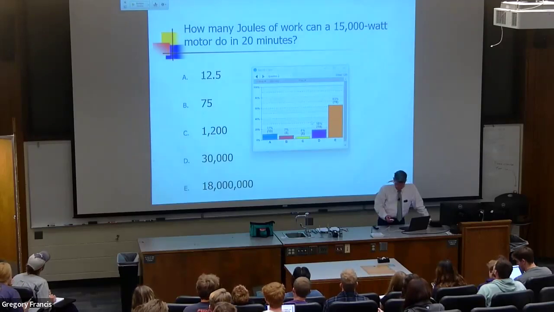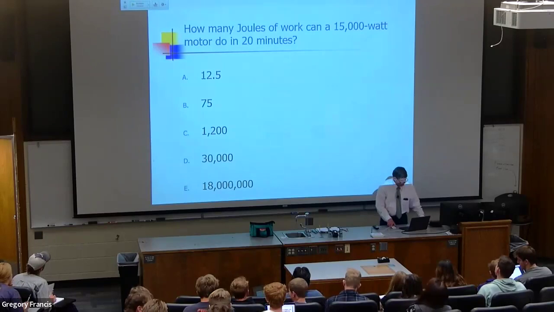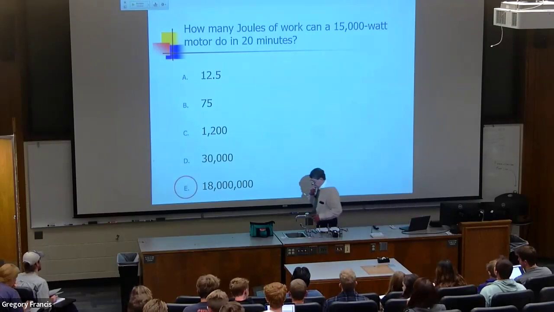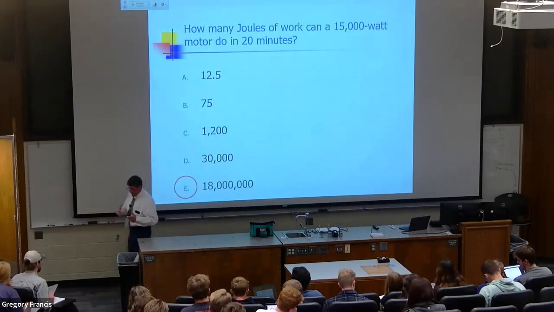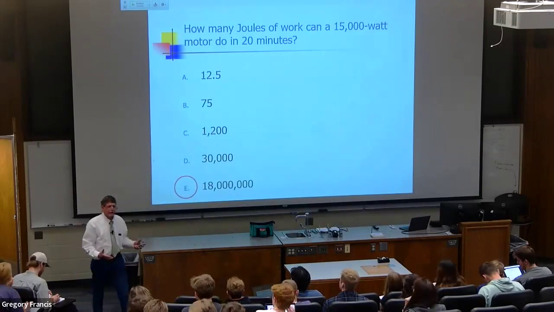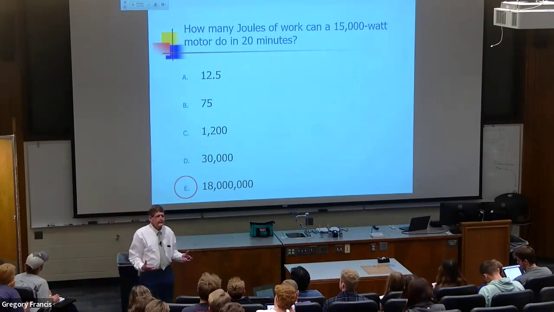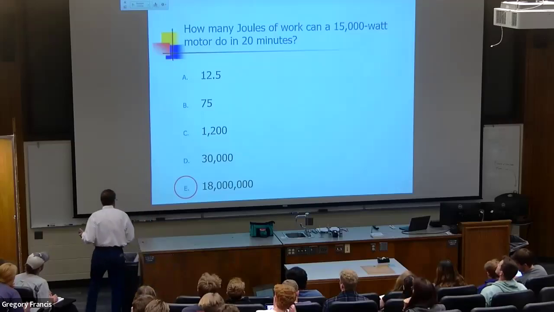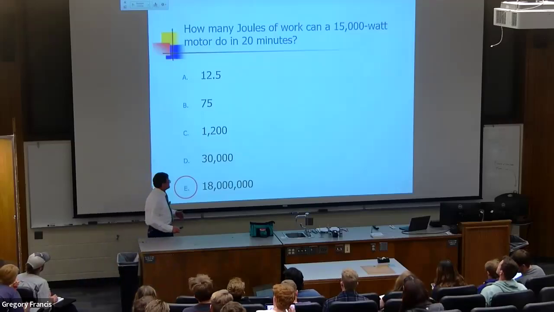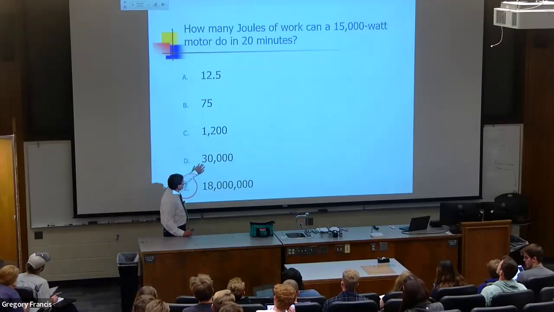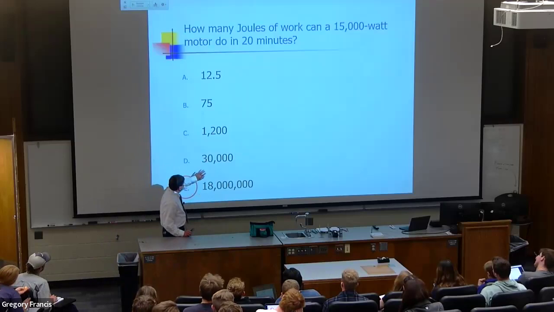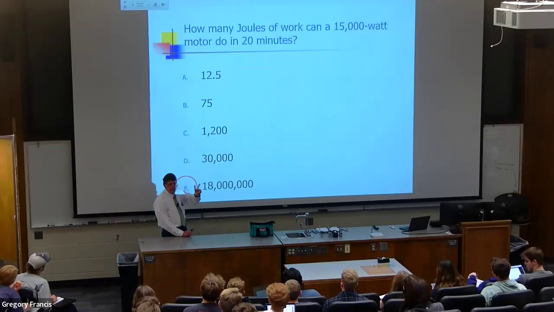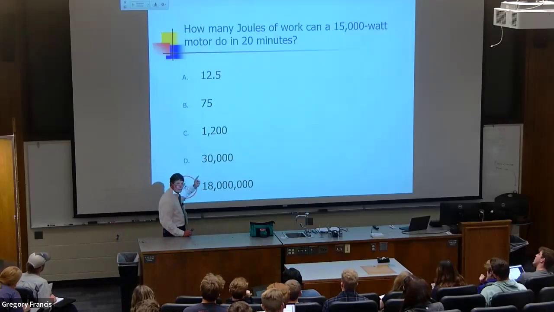Good. The answer is E. Now, folks, I put this question up here just to point out that you don't always have to solve the problem. In this case, there's only one answer up there that even makes any kind of sense whatsoever. This amount of joules is the amount of work that this motor could do in 2 seconds. In 2 seconds, it can do 15,000 joules in 1 second, so it can do 30,000 in 2 seconds.